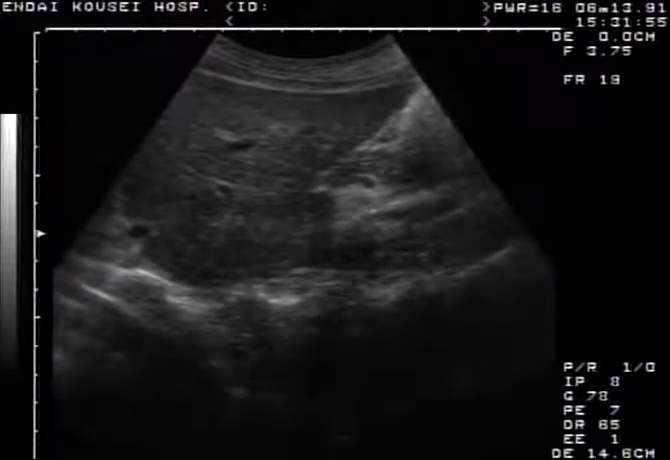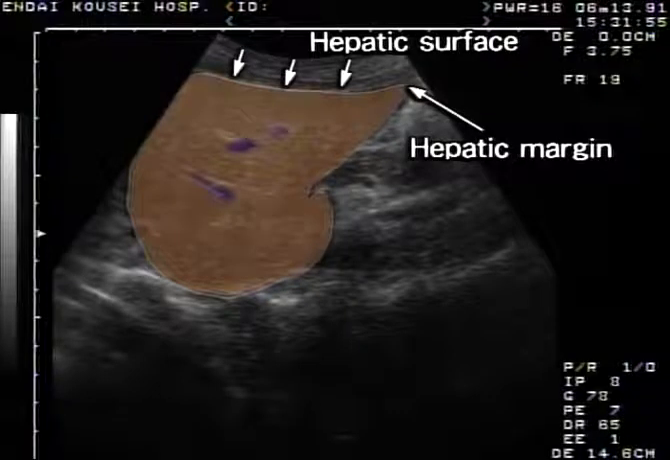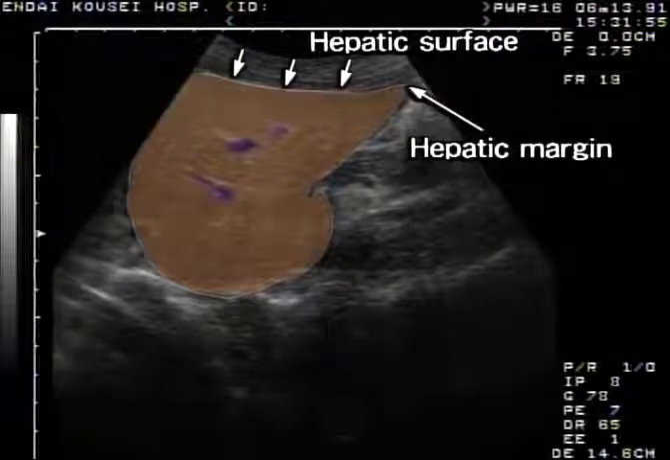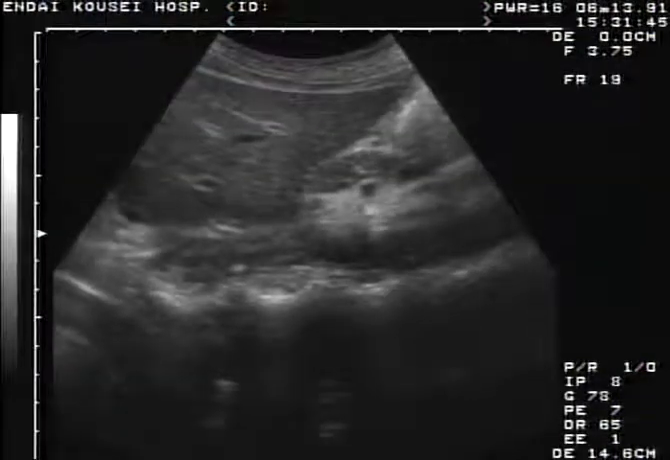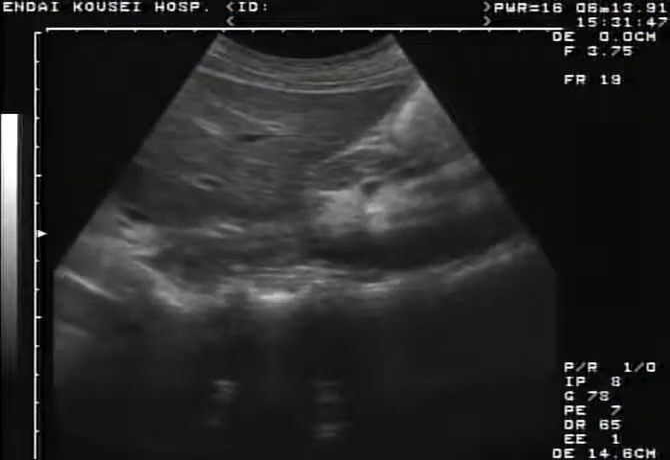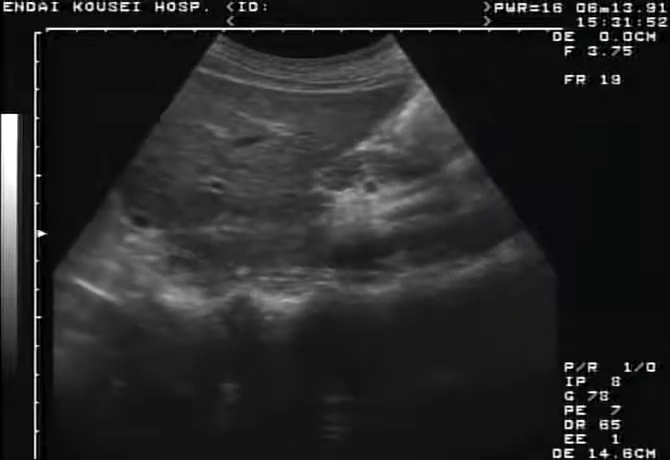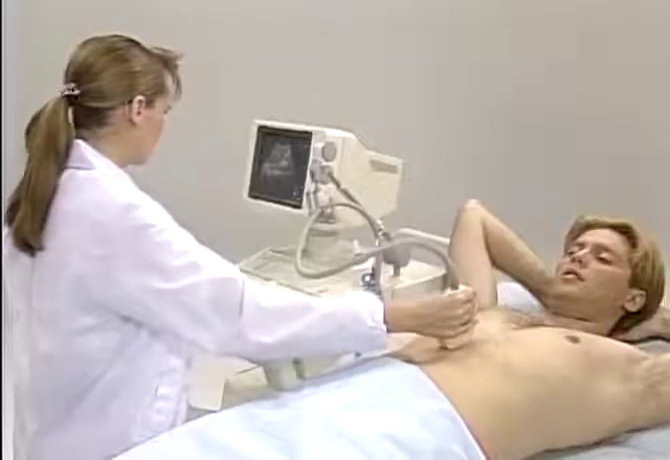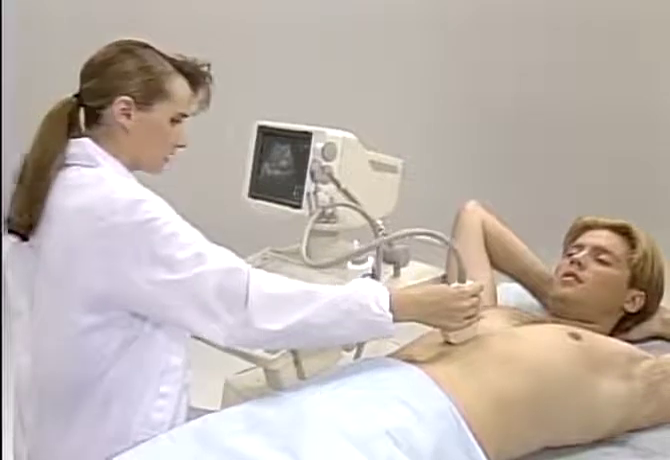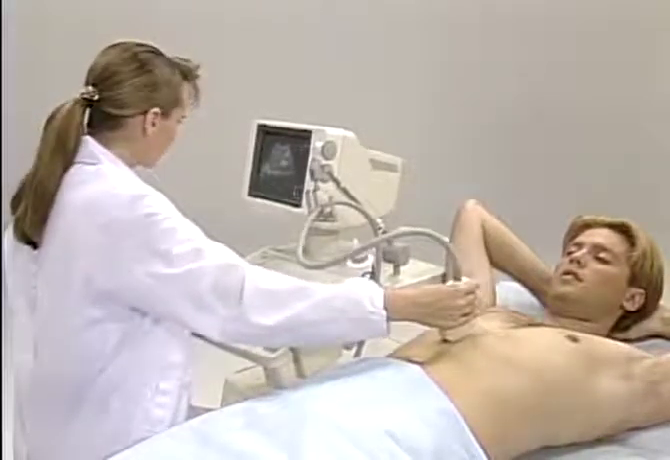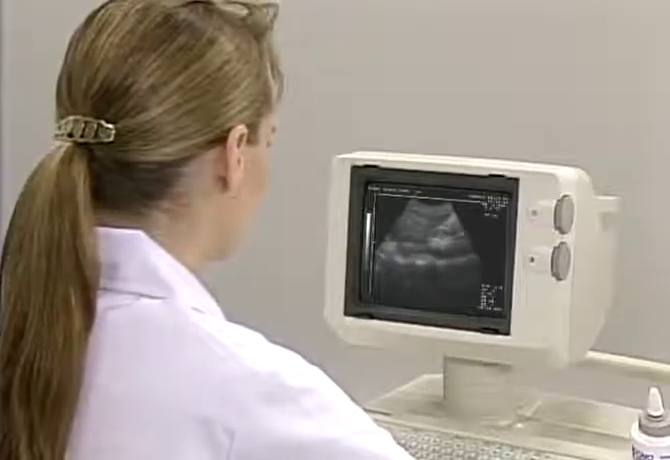On this plane, the left hepatic lobe is visualized. Check if the hepatic surface is flat, the hepatic margins form acute angles, the size of the left lobe is normal, and the hepatic parenchyma returns fine textured uniform echoes. When you want to obtain a clearer image, have the patient do abdominal breathing and have him breathe in and then hold his breath.